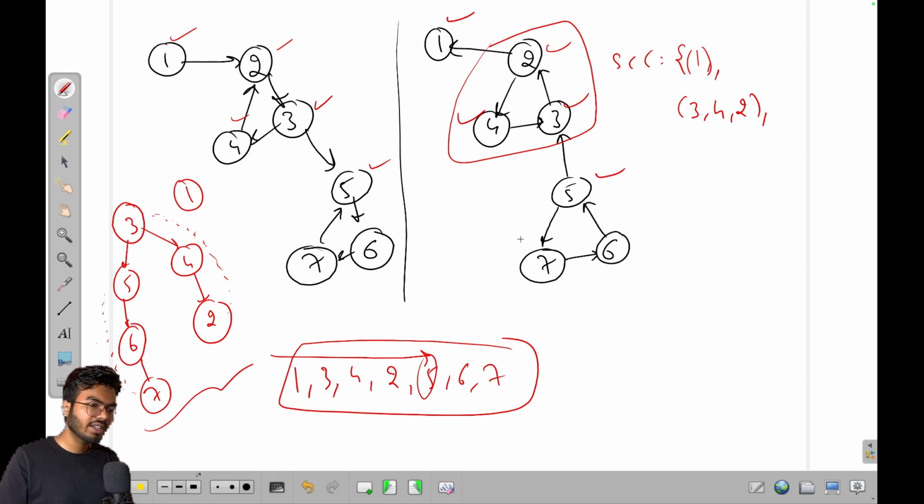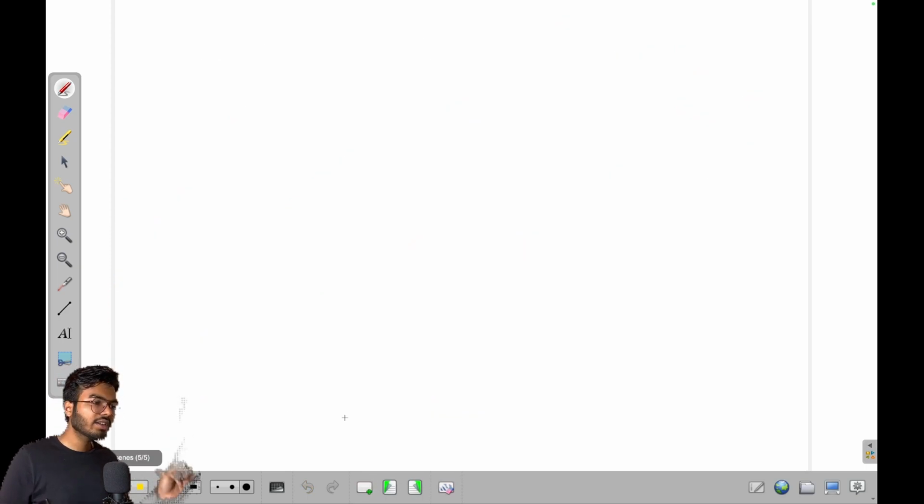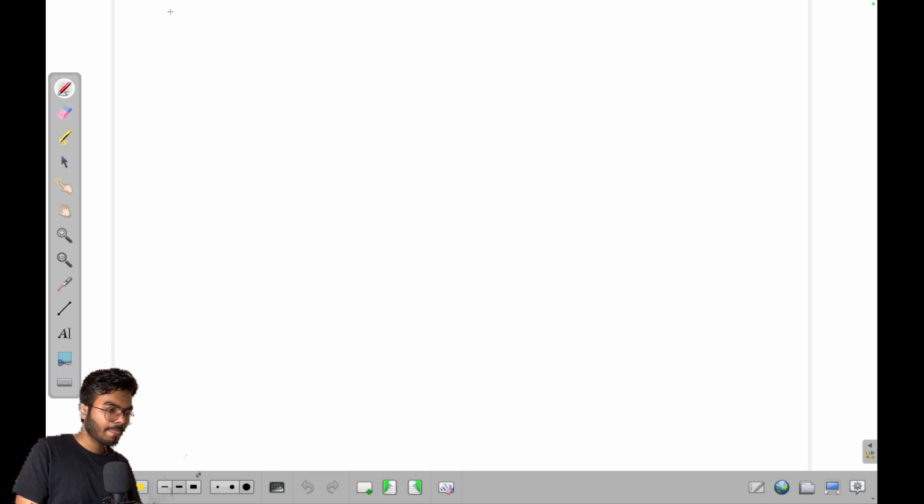So 5, 7 and 6 are visited now, and these are a separate strongly connected component. So 5, 7 and 6. That is the idea of strongly connected components. And the only thing that I think I have missed is what are condensed graphs.